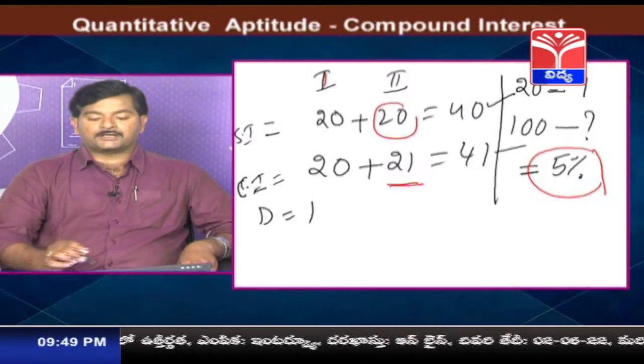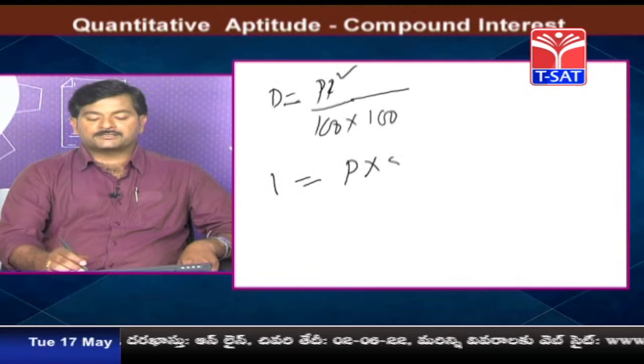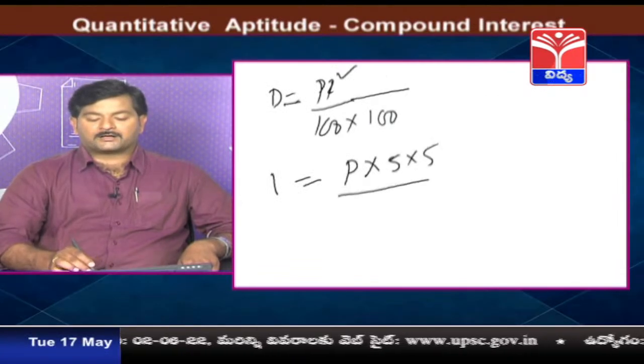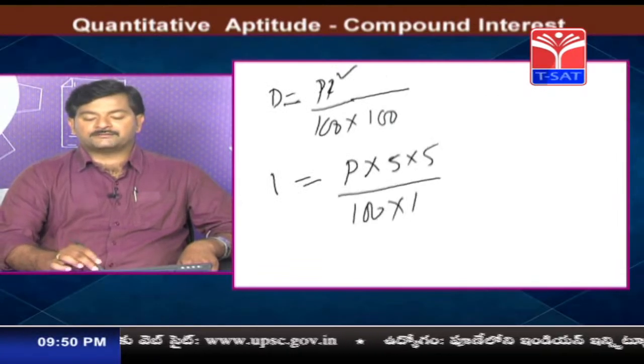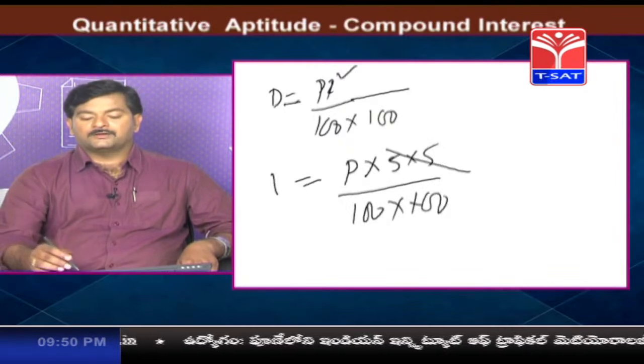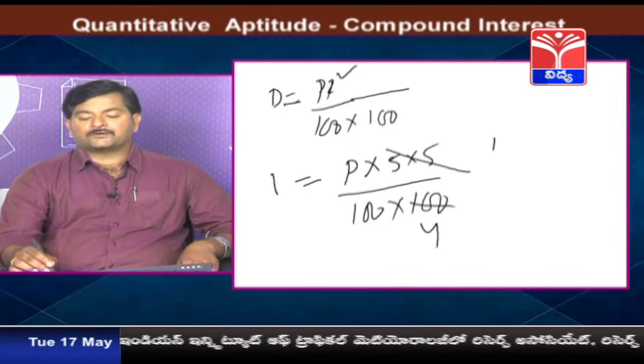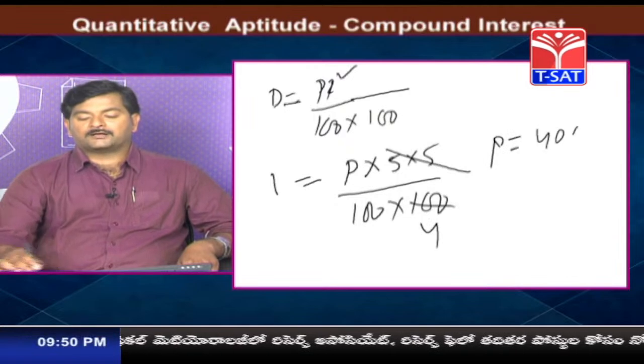So here R square means 5 into 5 by 100 into 100. Simplification, 25 fours are 100. So finally P is equal to 400 rupees. So there are two different questions. One, he asked to find the rate of interest. Secondly, he asked to find the sum, and the sum is 400. So this is regarding compound interest, and in some questions we have seen both compound interest and simple interest. Thank you.